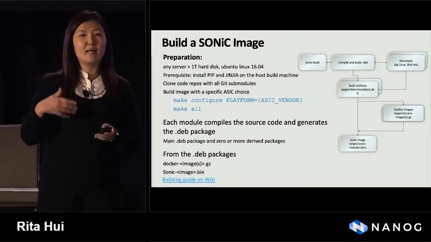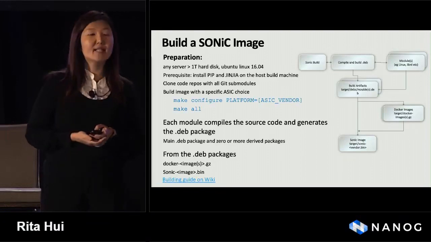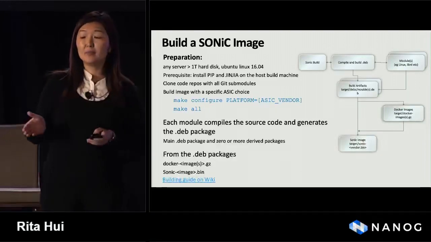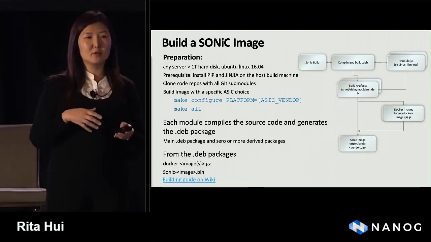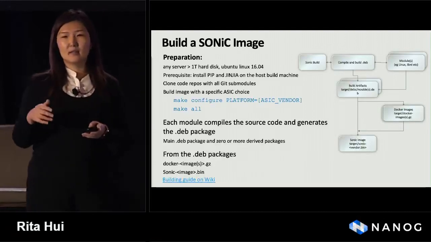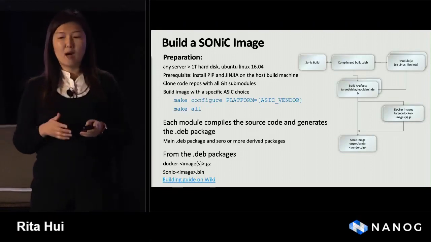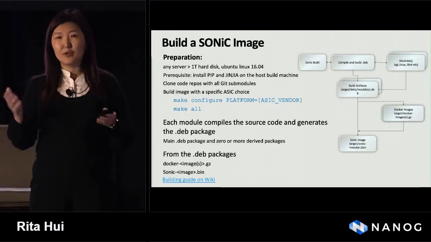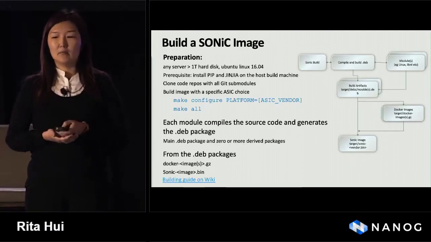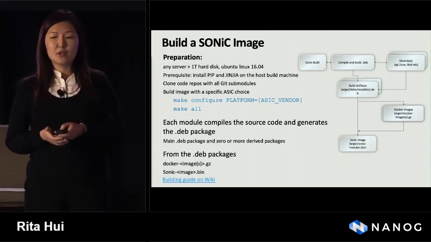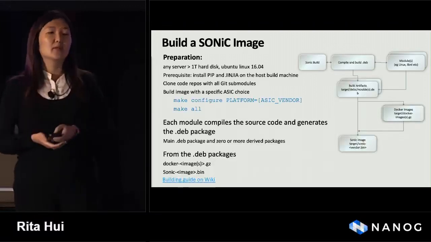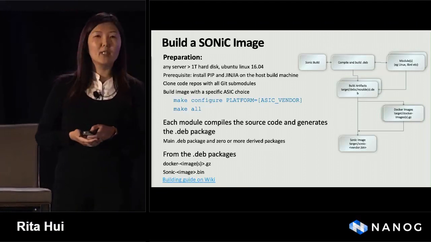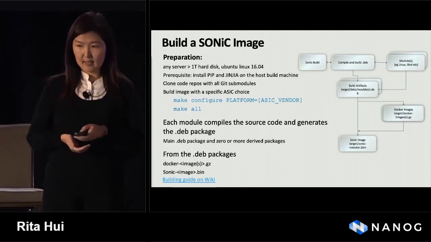Then you would do some make commands to configure the ASIC platform. We organize the images based on ASIC vendor. Then after you start to do, let's say, make all, each module will compile its source code and generate the Debian packages. And then we will further compile them into Docker images and then bundle them into a single image. You could go to our wiki to see more information.